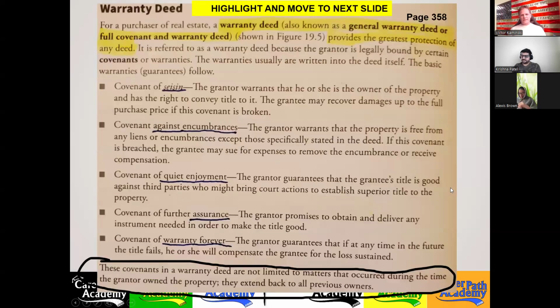So once again, let's look at this. This is the warranty deed. It provides the greatest protection of any deed. And so these are the covenants or guarantees that come with it. We'll go over them on the next slide. I got them typed up on the next slide, so we'll just go over them there.